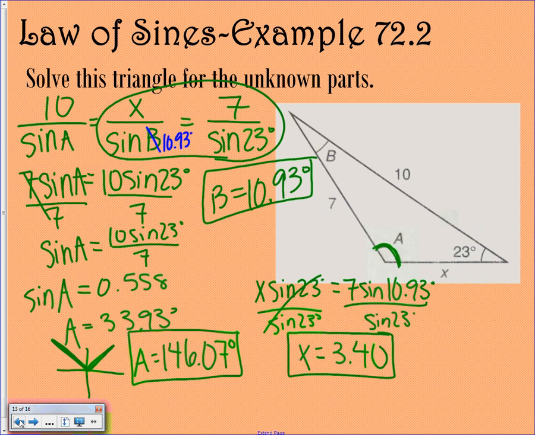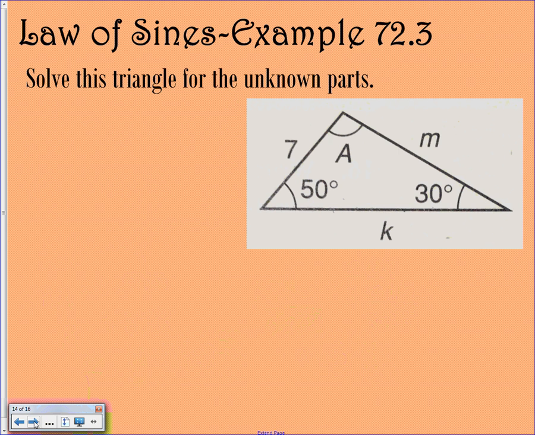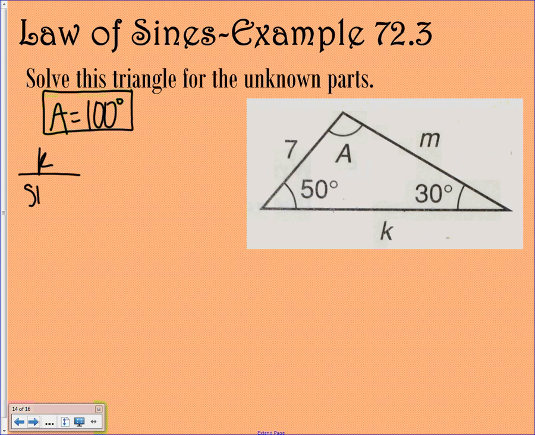Alrighty, so now let's look at another example. We want to solve this triangle for the unknown parts. Well, if you look at it, we can go ahead and find what A is because they give us 2 angles. So A equals 100 because your angles have to add up to 180. So now we just need to find what M and K are. So I'm going to say K over the sine of 100 equals 7 over the sine of 30 equals M over the sine of 50.